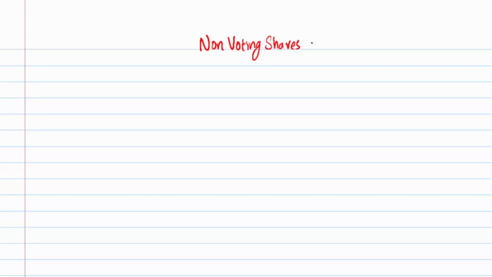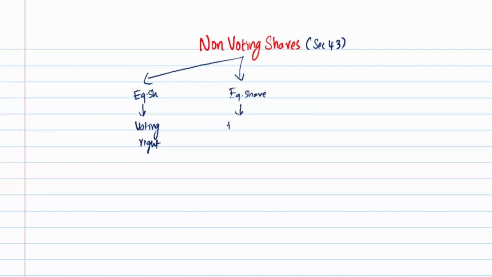As per section 43 of the Companies Act, we can classify the shares into three categories. One is equity shares with voting rights. The other one is equity share with differential rights. So this is again equity share, but the rights are differential.